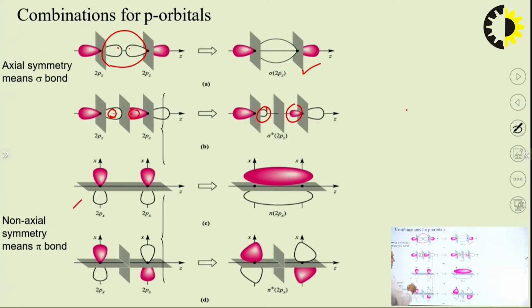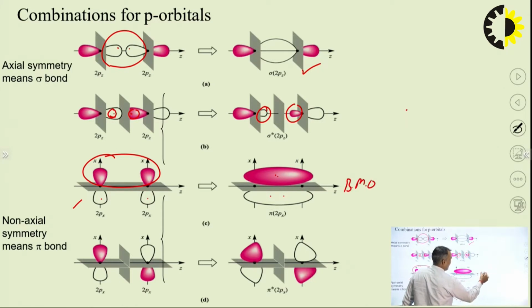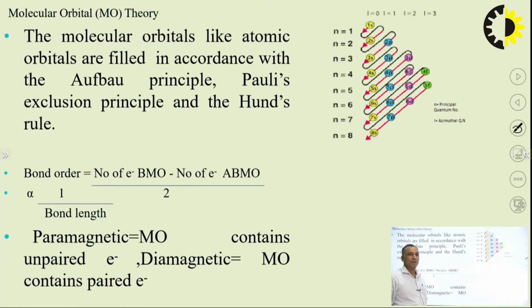Similarly, here we can say that if the p orbital is overlapping in a different axis, which is the x-axis, then during the constructive overlapping, this region will overlap with each other, and the probability of electron gets increased here, and the probability of electron increases here. That's why this molecular orbital is named as bonding molecular orbital, while this is named as anti-bonding molecular orbital.